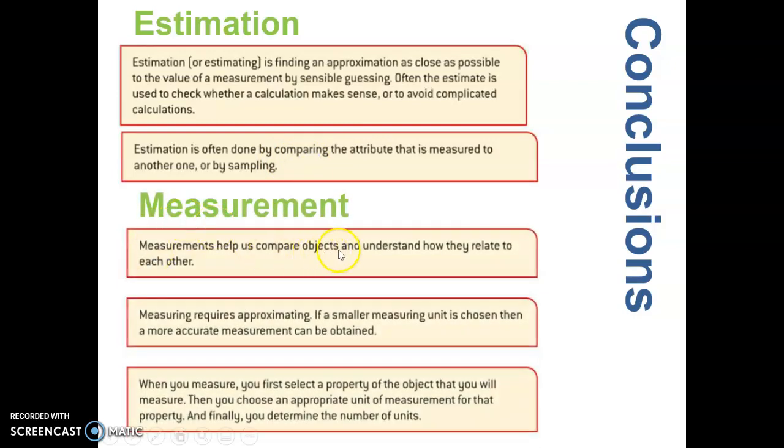And then for measurement, a few conclusions. Measurements help us compare objects and understand how they relate to each other. We can compare things once we know the weight of one compared to another and so on. Measuring requires approximating. If a smaller measuring unit is chosen, then a more accurate measurement can be obtained. And finally, when you measure, you first select a property of the object that you will measure, then you choose an appropriate unit of measurement for that property, and finally you determine the number of units and the proper tool, of course. So this kind of summarizes the journey we've taken.